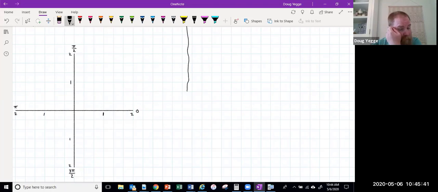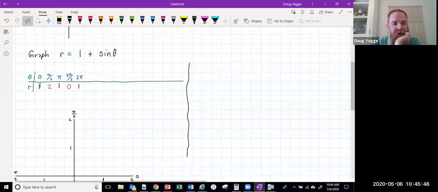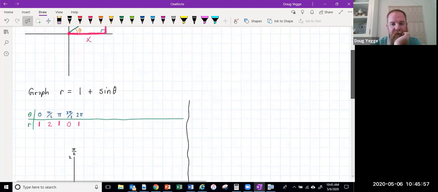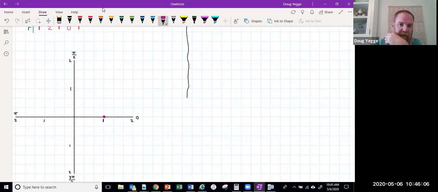Okay. So let's go back to our table. Our table says start at 0 and go to the radius of 1. By the time I get to pi over 2, I'm at a radius of 2. Get to pi, I'm at a radius of 1. Get to 3 pi over 2, I'm at a radius of 0, and then I'm back to 1 again. So let's plot that. Okay. So we see that at the angle of 0, I'm at 1. And by the time I get to pi over 2, I'm now up at 2. And by the time I get back to pi, I'm at 1.